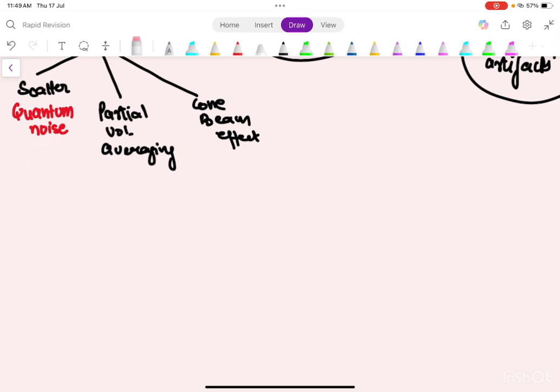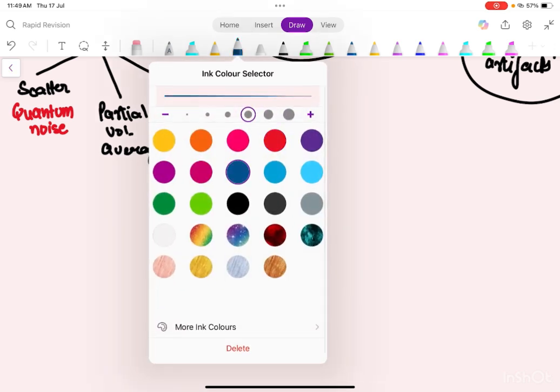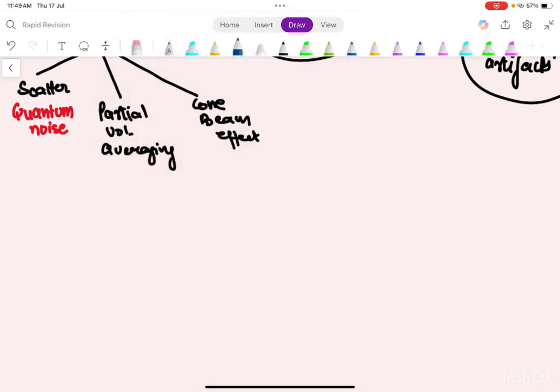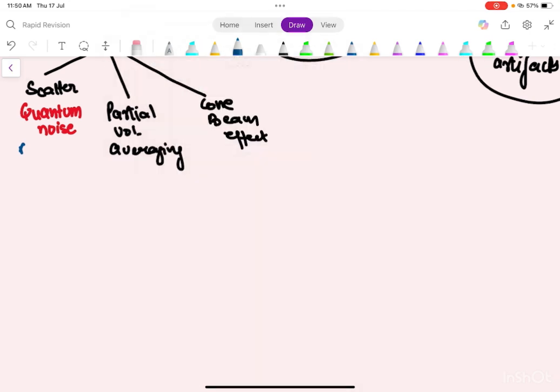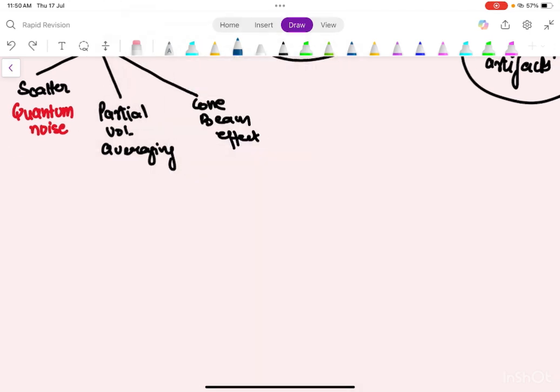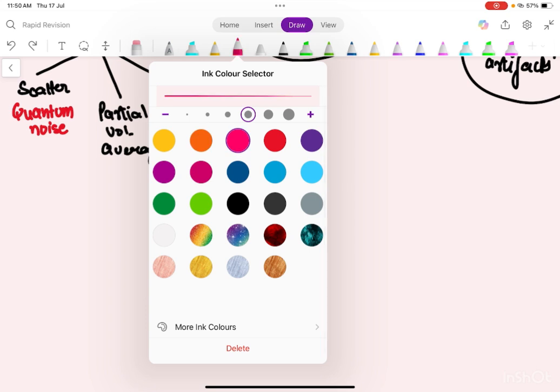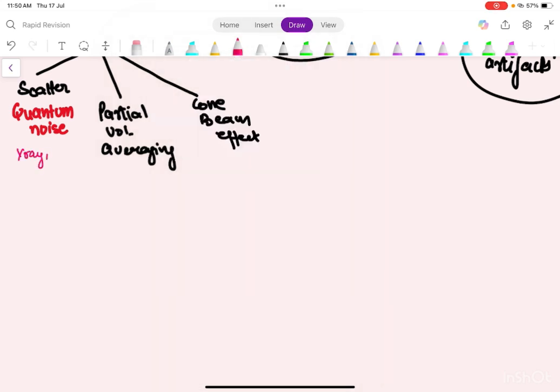Okay, so if I have to sum this up, I would say the X-ray photons are diffracted from their original path, so they scatter, and after the interaction with matter, they form a grainy CBCT.